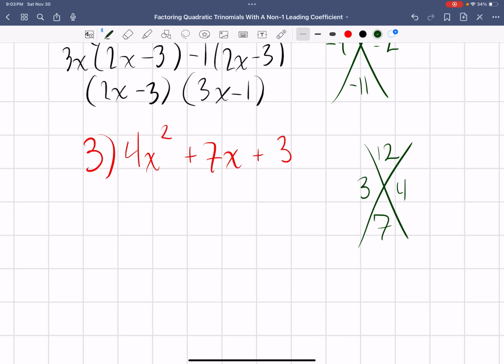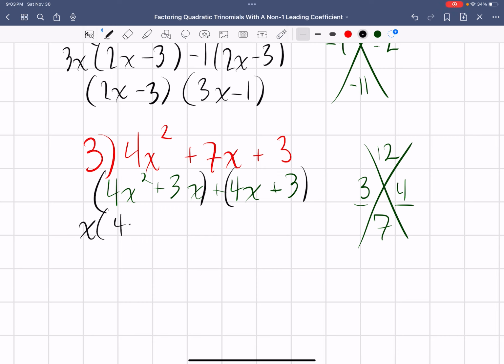So we'll leave the first term alone, leave the last term alone, but instead of plus 7x, we'll do plus 3x plus 4x. Again, not changing anything, just rewriting it in a different way. And now we'll factor by grouping. We'll group up the first two terms, group up the second two terms. GCF for the first is, well, just an x, right? So we have x times 4x plus 3. GCF for the second, really nothing to pull out there. We could just do 1, right? Just to have something out there, but nothing we can really pull out.